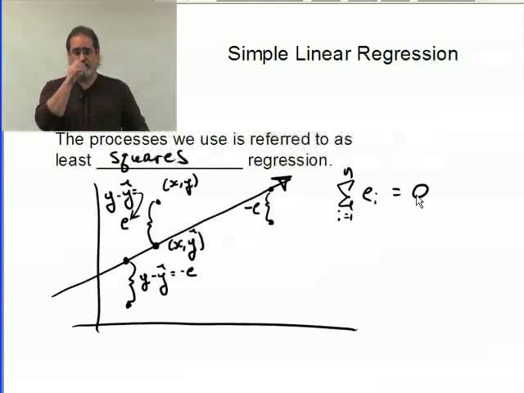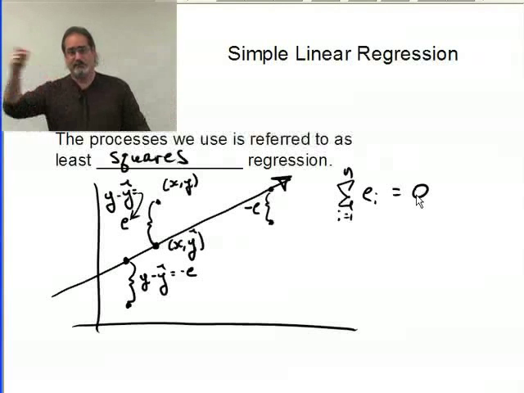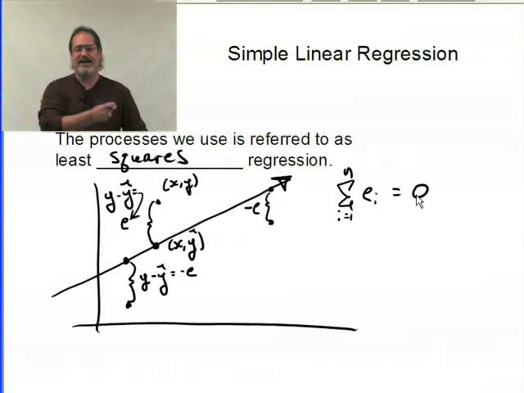Now, where have you heard that before? Think about this. This is the exact same thing that the average did. If I have a data set and I calculate the average, then take every data value and subtract the average from it, those data values below the average would be negative. Those data values above the average would be positive. If you add up all those distances, you get 0 every time. So the least squares regression line is really like an average.